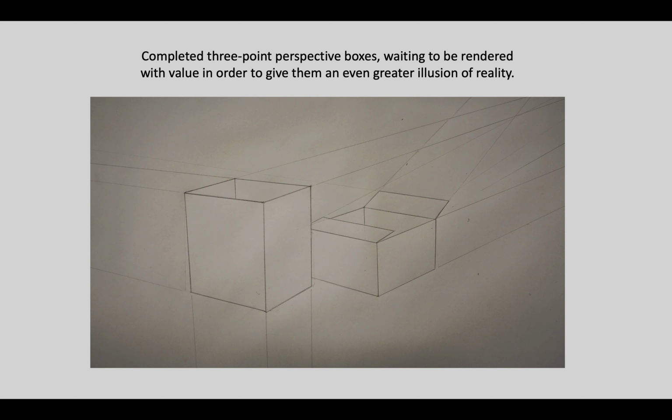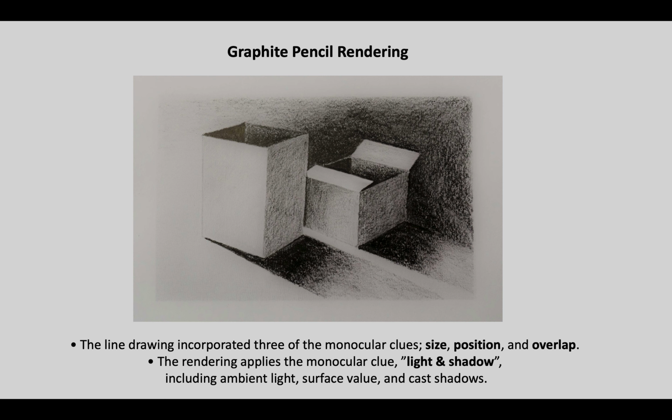So there's a completed 3-point perspective of boxes waiting to be rendered with value, light and shadow, to give them greater illusion of reality. So I did a quick pencil sketch to throw in that monocular clue, light and shadow, and you now see that we have 4 of the 5 monocular clues.